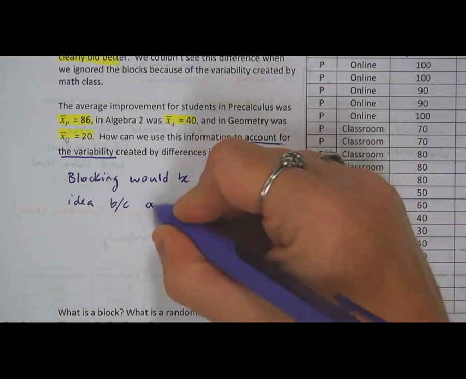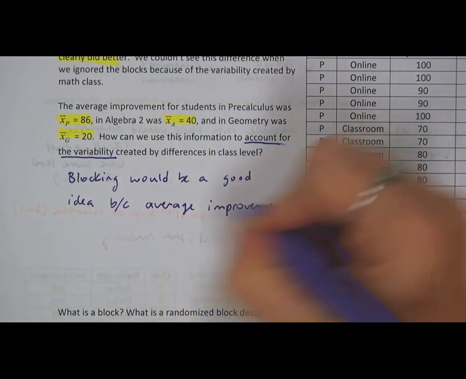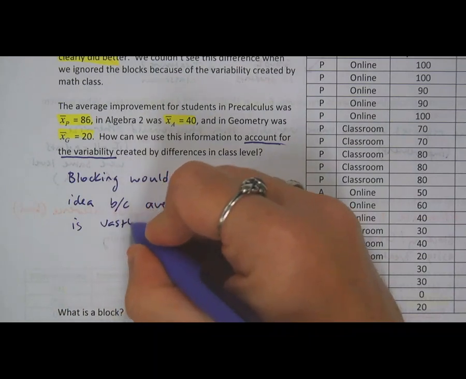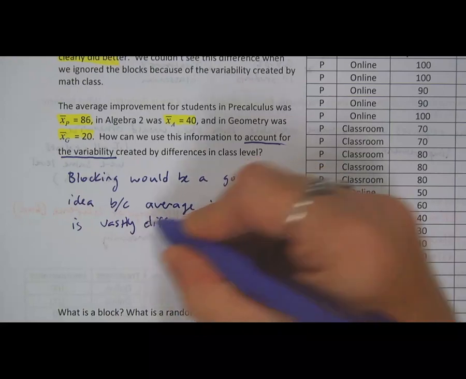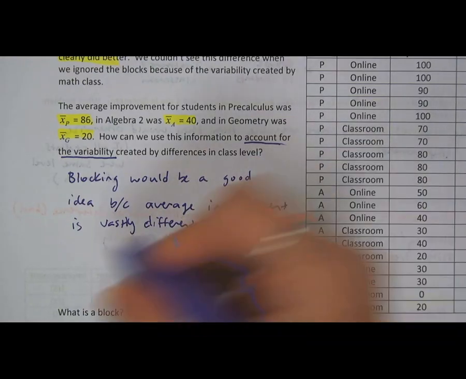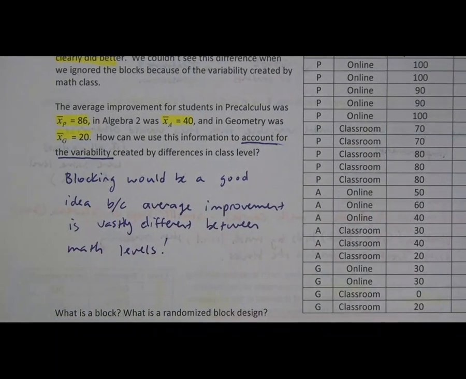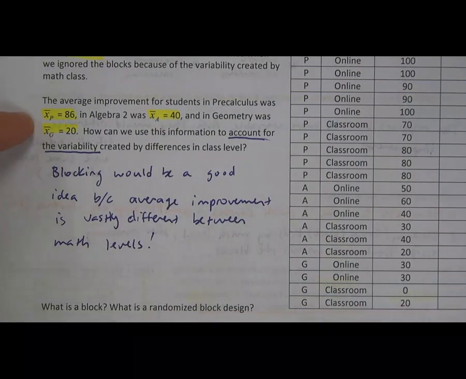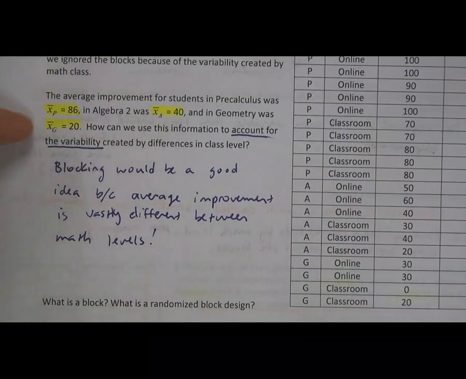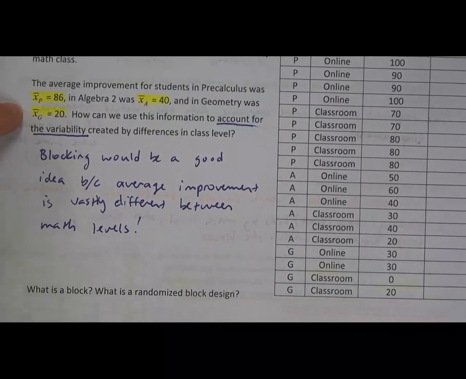because average improvement is vastly different between math levels. It's really redundant, but it's just saying whether you have a dot plot in front of you or whether you have this highlighted information in front of you, if you can see that between the groups it's vastly different, then it's telling you, hey, you should block by math level.